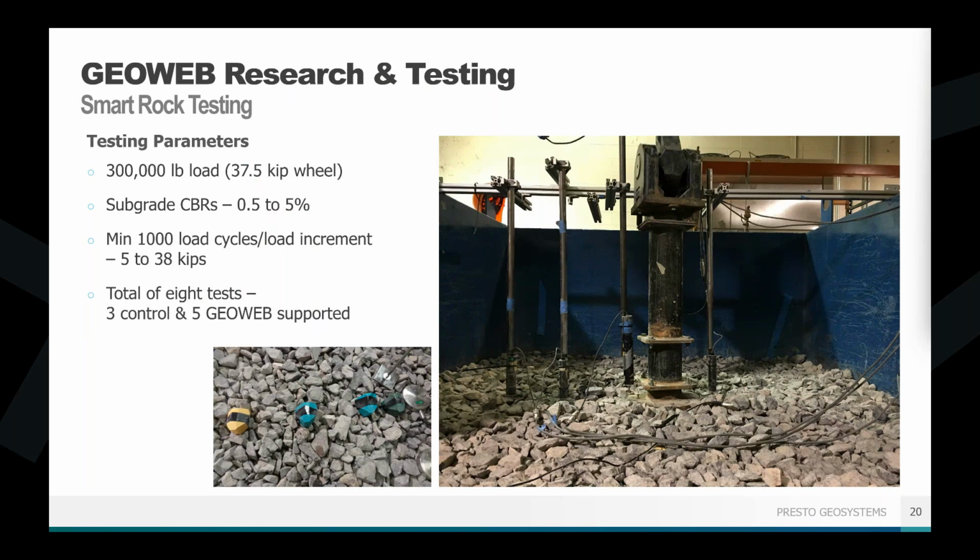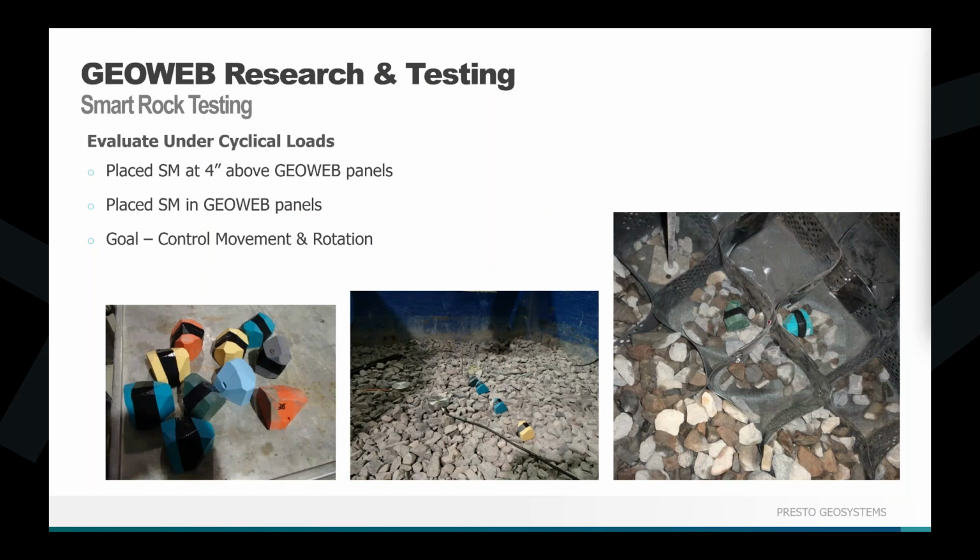And then the earth pressure cells were employed to measure the actual vertical stresses and displacements at the interface between the surface and the subgrade. And so the cross section included an enhanced woven geotextile, a 6-inch deep GEOWEB panel, and then an 8-inch aggregate surface layer. So to assess movement under cyclical loads, smart rocks were placed inside the GEOWEB panels, 4 inches above the GEOWEB panels, and 4 inches below the surface.